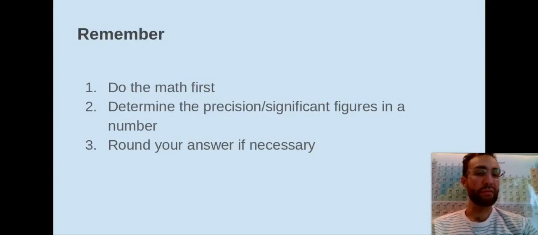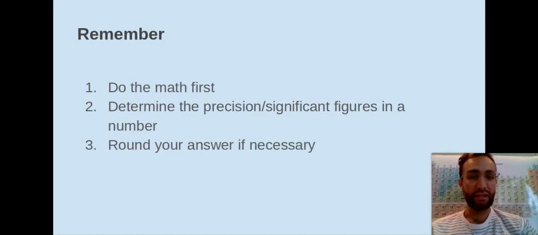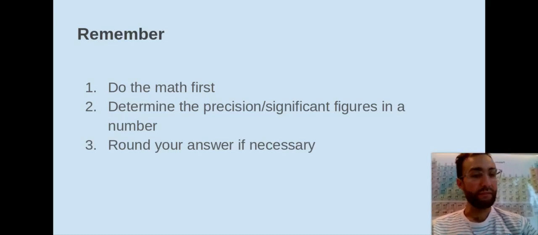Just a reminder for the end: remember, you're going to do your math first. Then you're going to determine the precision or the significant figures in a number. If you added or subtracted, you'll look at the precision, so whichever one has the least number of decimal places. And if you multiply or divide, look at the sig figs, the least number of sig figs. And that's what your answer should have. And then you'll round accordingly. That's it for this video.